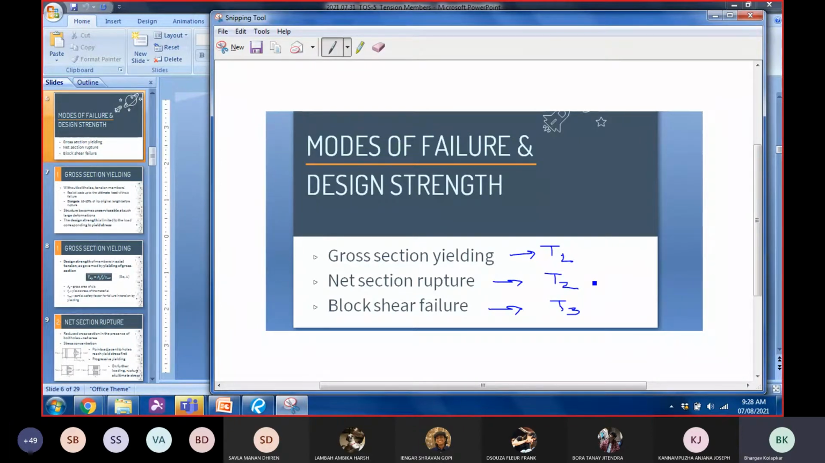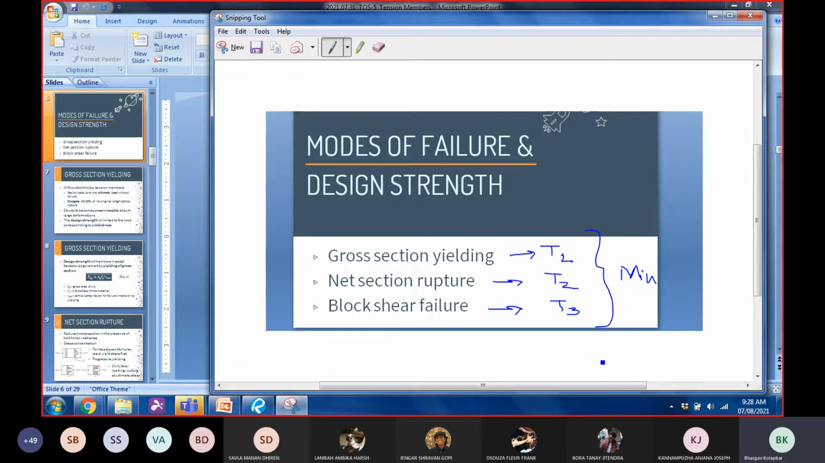So what is our design force, or what is the maximum force that this member can take? Is it the maximum of these three or minimum of these three? Minimum. Any more thoughts? Okay. So our design force is the minimum of these three.